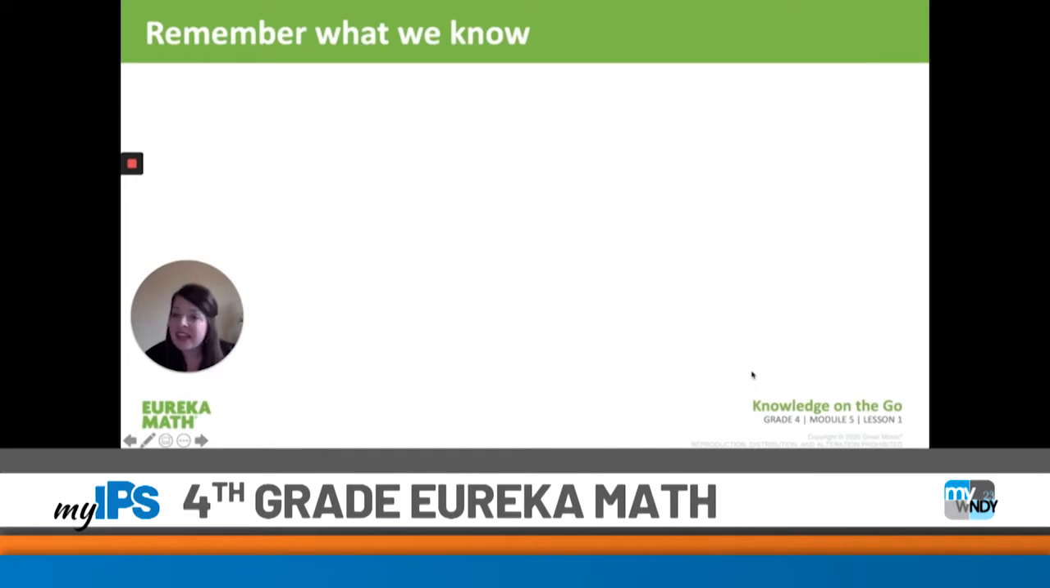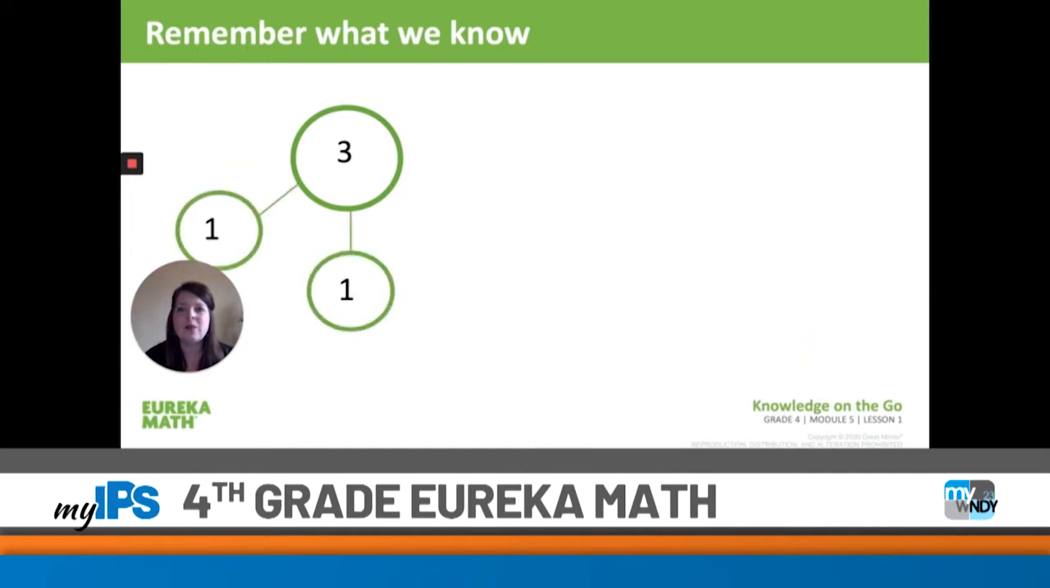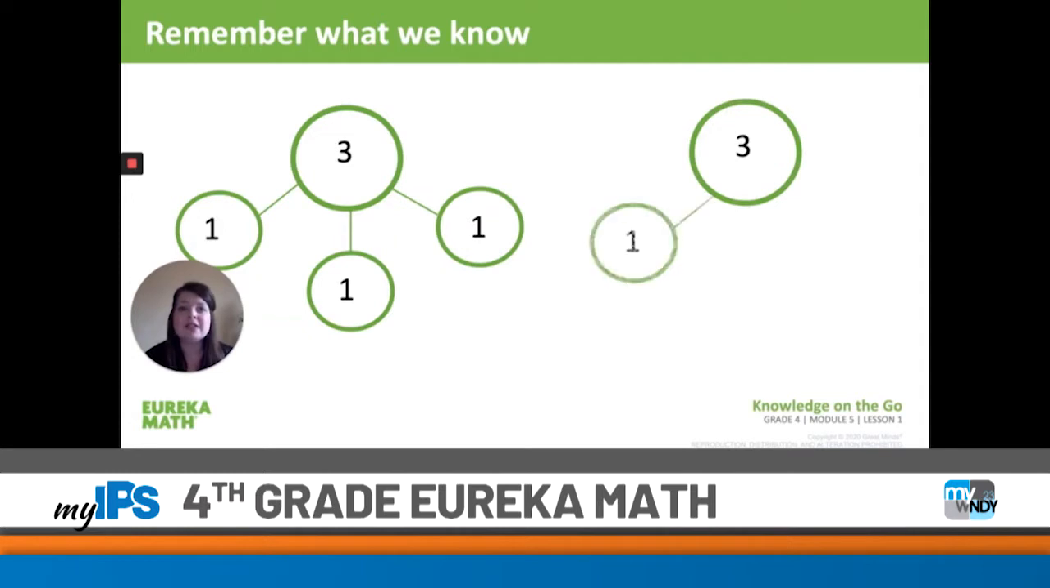Let's begin by thinking about what we already know. We can decompose or break apart a number in various ways. And we can use a number bond to show how we decompose numbers. For example, we can decompose the number 3 into 3 parts of 1, 1, and 1. We could also decompose 3 in another way into 2 parts of 1 and 2.